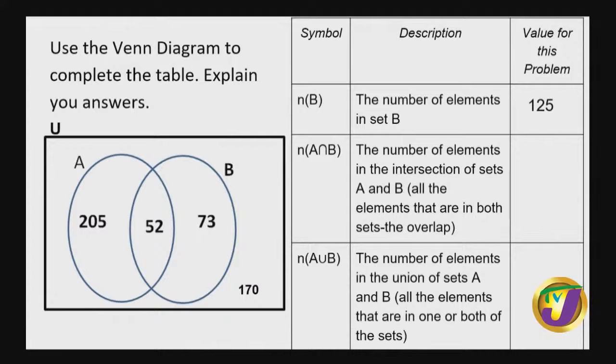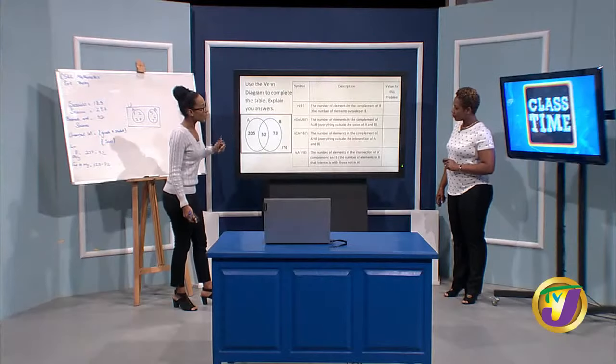All right, the next one is the number of elements within A intersect B. That one's easy. That's 52 because they pretty much told us that. Good. Next one, pretty simple too. The number of elements in the union of sets A and B, which we know already. We're combining everything. So when you combine, it would be 205 plus 52 plus 73, which would give us 330.